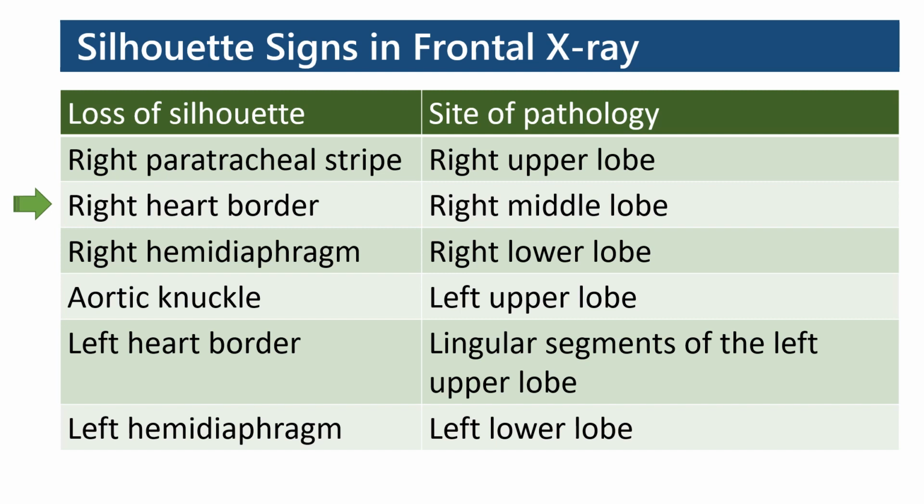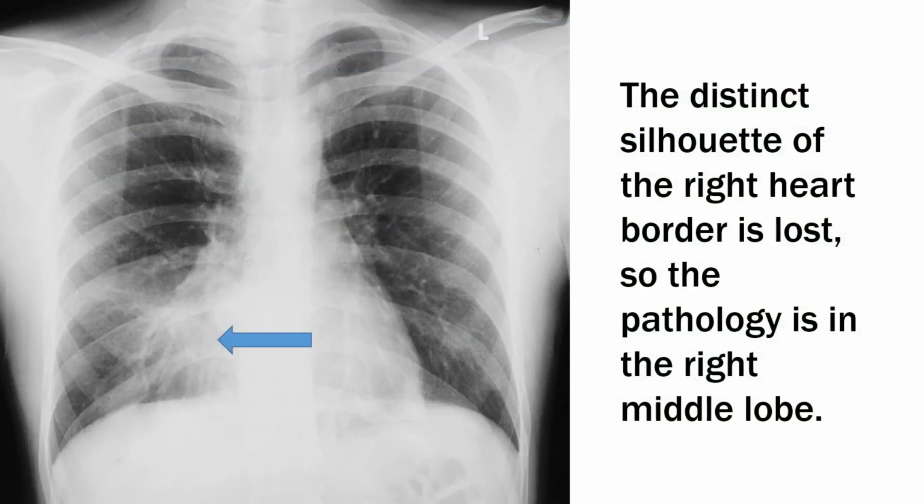If the silhouette of the right heart border is lost, the site of pathology would be the right middle lobe. In this X-ray, the distinct silhouette of the right heart border is lost, so the pathology is in the right middle lobe.